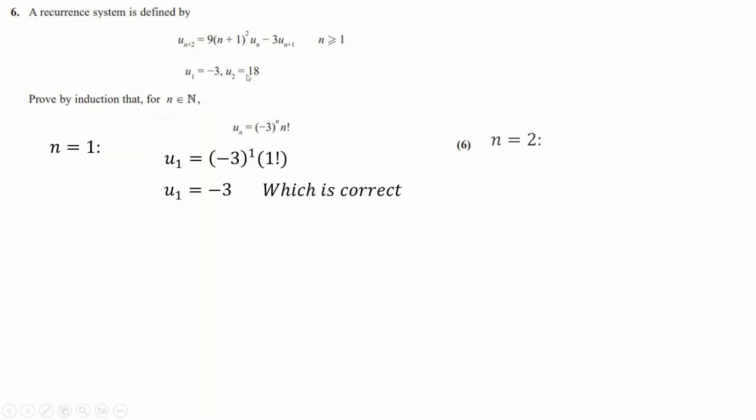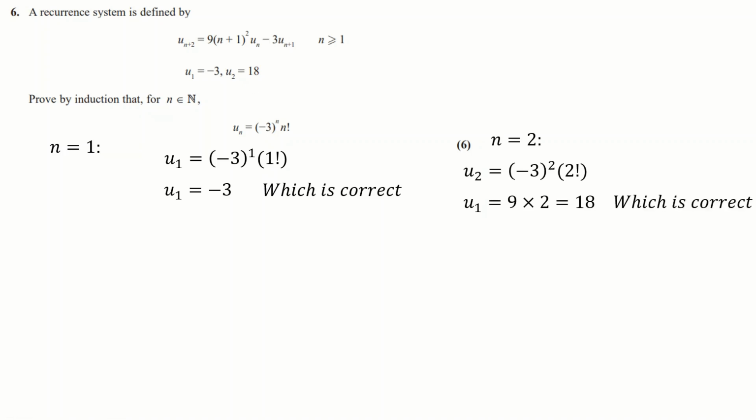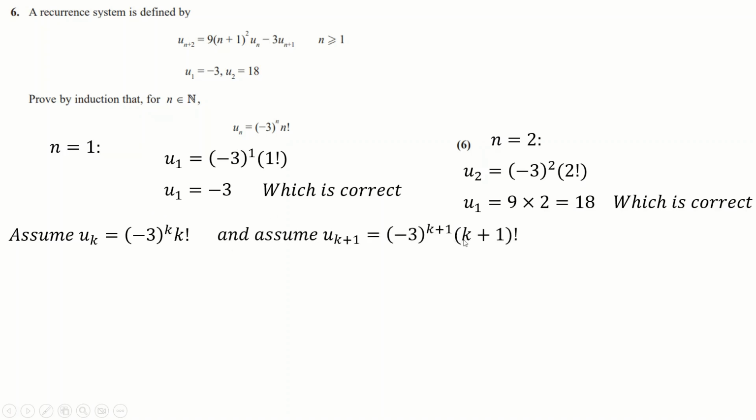And then you try n is 2. So u2 is minus 3 to the 2 factorial. That's 9, that's 2, so that makes 18, which is also good. So we've got two base cases that work. So now we assume that for any n equals k, that uk equals this thing here. So we assume this with k, and then we just investigate uk plus 2, and we also assume uk plus 1 is this here, because we've got two base cases to work with, we can do this.